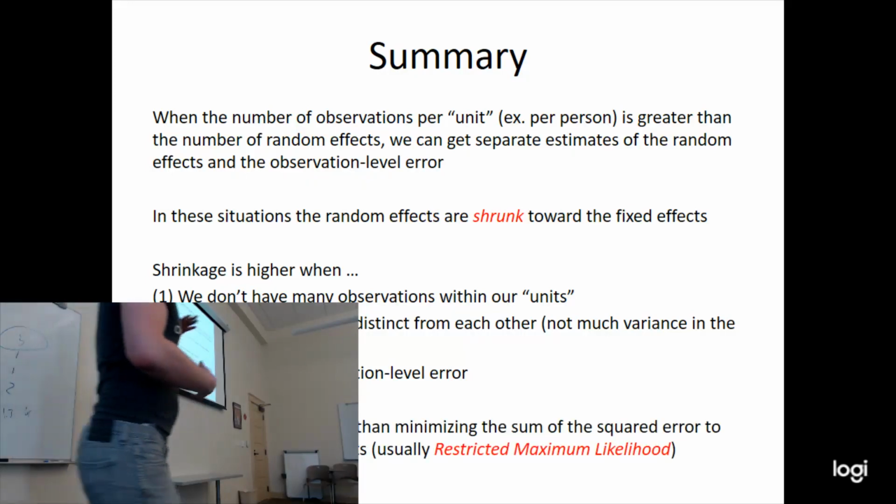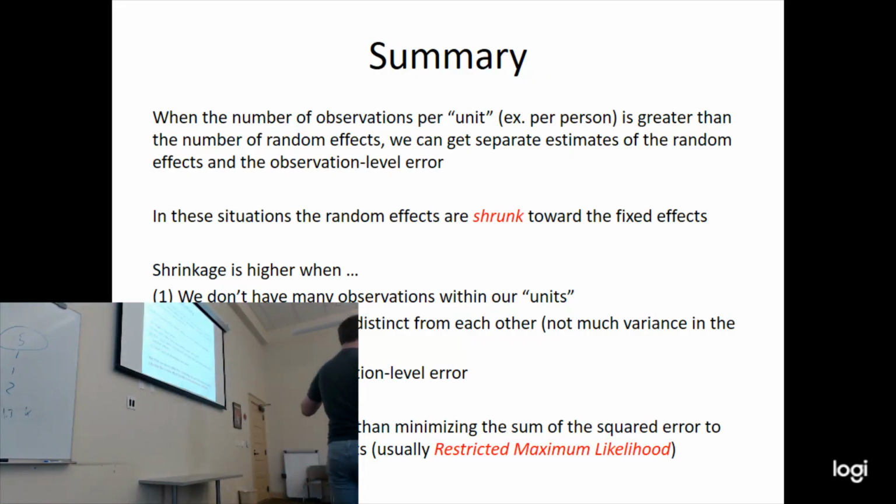Then the last, really new idea here is this idea of restricted maximum likelihood. This restricted maximum likelihood is the mechanism that applies a certain amount of shrinkage to your reviewer estimates. That's the way that happens.